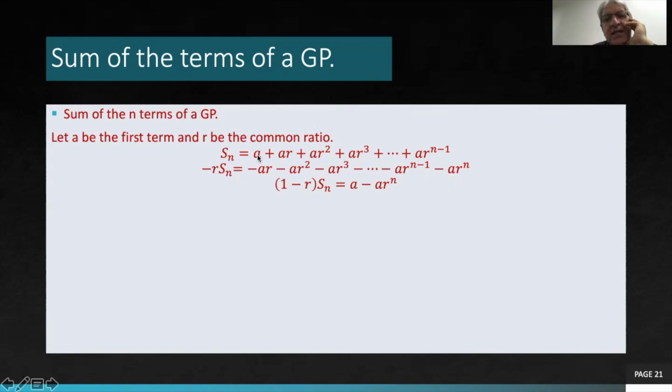You can see that this term will remain. All of the other terms will cancel off. This also goes off. Only this will remain. Therefore, from here, a will remain. From here, minus ar to the power of n will remain. Factorize a and divide this, and you are going to get this. Therefore, this is the formula for the sum of the n terms.